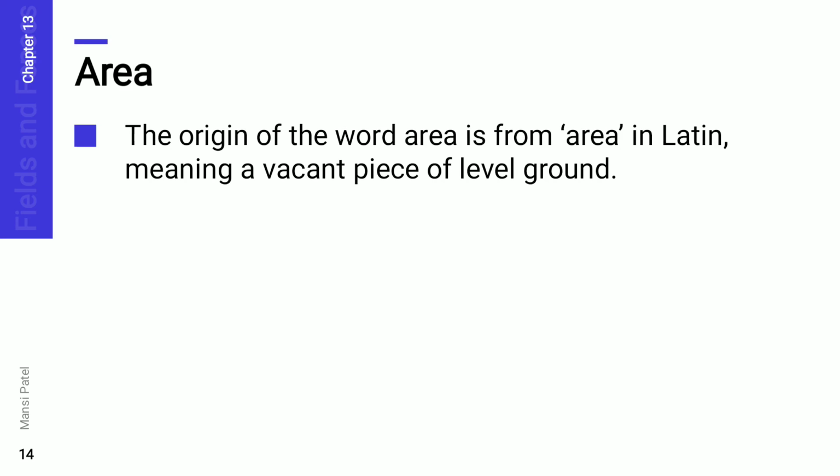Now, the word area originates from the Latin word, whereas perimeter originates from a Greek word. The word area comes from the Latin, which means a vacant piece of level ground. Vacant piece means an empty space on the ground. If any ground has an empty space, then it is known as the area.